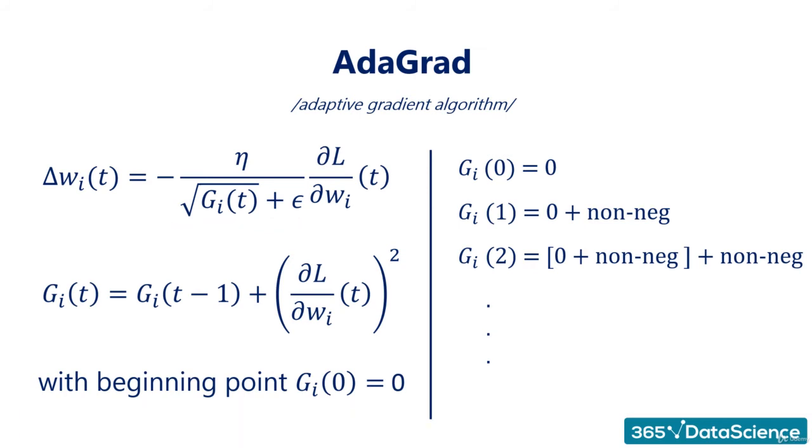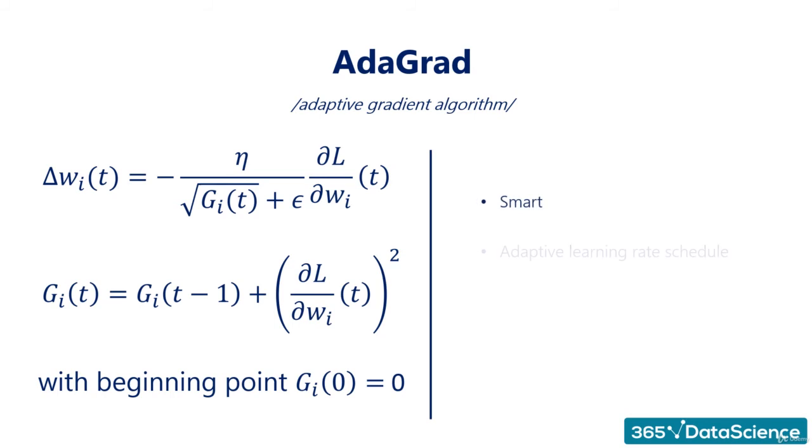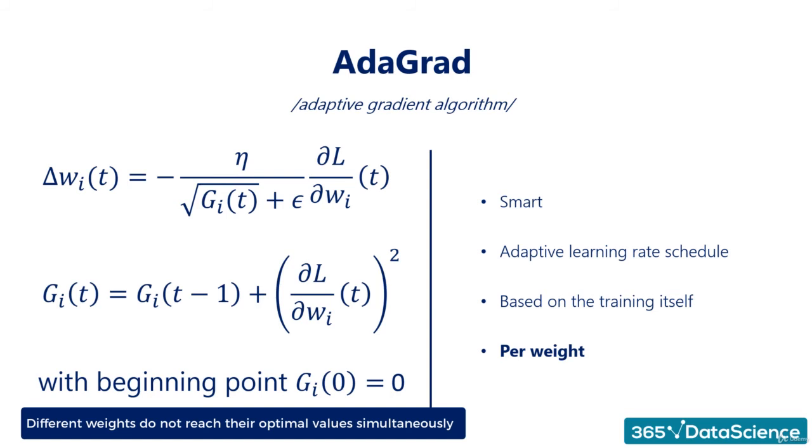Okay, that was AdaGrad. It is basically a smart adaptive learning rate scheduler. Adaptive stands for the fact that the effective learning rate is based on the training itself. It is not a preset learning schedule like the exponential one where all the eta values are calculated regardless of the training process. Another very important point is that the adaptation is per weight. This means every individual weight in the whole network keeps track of its own g function to normalize its own steps. It's an important observation, as different weights do not reach their optimal value simultaneously.